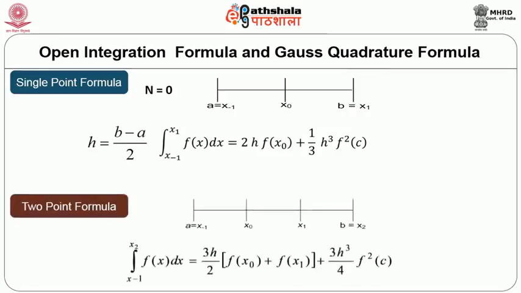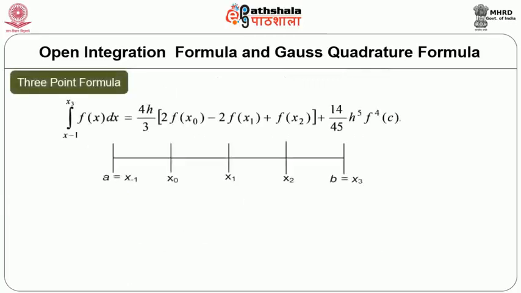Let us look at the 2-point formula now. The points are a, which is x minus 1, two abscissas x0 and x1, and finally the endpoint b is x2. And so, the integral from x minus 1 to x2 of f(x) dx is approximated by, the formula comes out to be, 3h by 2 into simply the sum of function values at the points x0 and x1, that is 3h by 2 into (f(x0) plus f(x1)) in the bracket. This is the approximating integral, the open type Newton-Cotes formula for n equal to 1, and the error term comes out to be 3h cube by 4 times the second derivative at the point c.